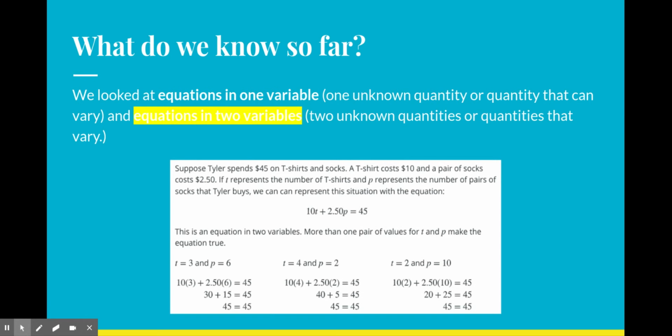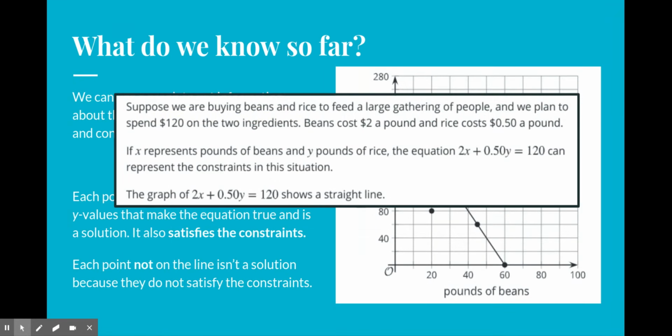So finally, in this section, we talked about how we can use graphs to say something about a situation and its solutions. So let's say now we are buying beans and rice to feed a large gathering of people, and we have this constraint that we plan to spend $120. Beans are $2 a pound, rice is 50 cents a pound. So here's an equation that represents that situation there. 2 times x plus 50 cents times y equals 120. And now let's look at the graph.